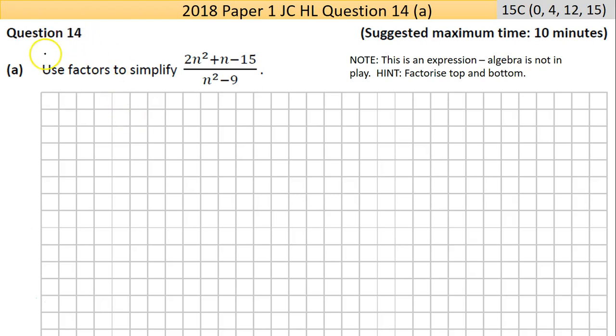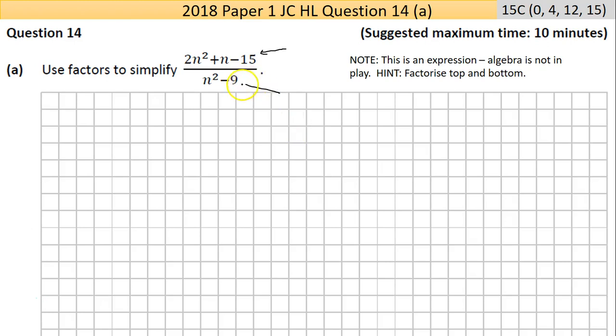So question 14 here has a part A and says use factors to simplify this algebraic expression. Now, before we look at it even deeper, it's using n instead of x. If you prefer, you can swap the n for the x if that puts you in more familiar territory. But this top part of the expression is a quadratic.